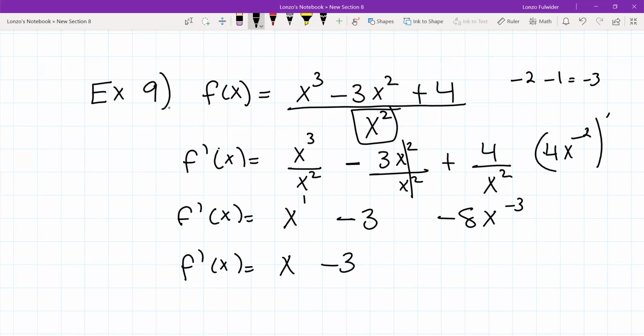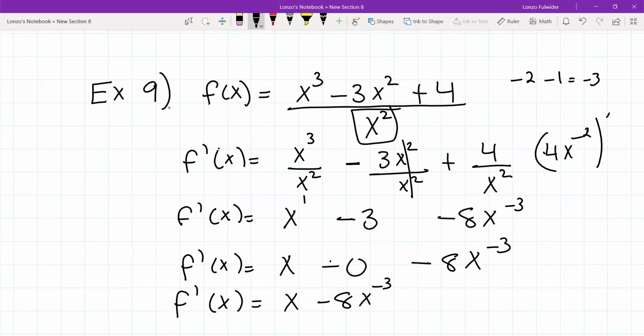Whoops. The derivative of a constant is not -3, it's 0, right? So this is going to be minus 0, and then we already took the derivative of 4x to the -2, which is -8x to the -3. So your final answer is going to be f prime of x equals x minus 8x to the -3.